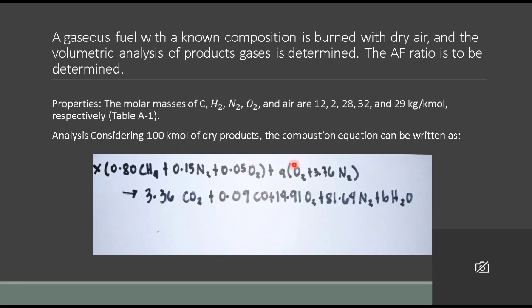So considering 100 kilomole of dry products, the combustion equation can be written as x quantity 0.80 CH4 plus 0.15 N2 plus 0.05 O2 plus a quantity O2 plus 3.76 N2, and its product is 3.36 CO2 plus 0.09 CO plus 14.91 O2 plus 81.64 N2 plus b H2O. I want you to take note of this equation because later on we're going to use this.